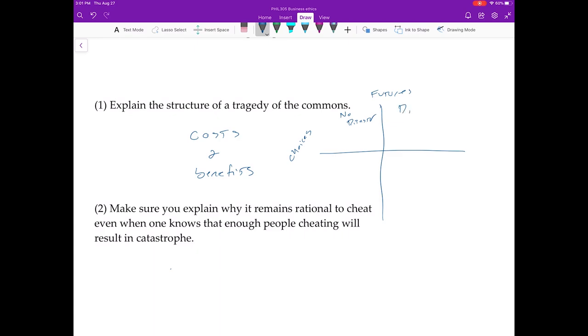It doesn't matter the order. It just matters that you be talking about the right things. And then you have the cheat, you know, catch the extra fish, and then the don't cheat.